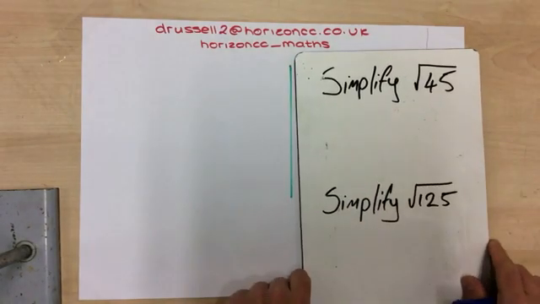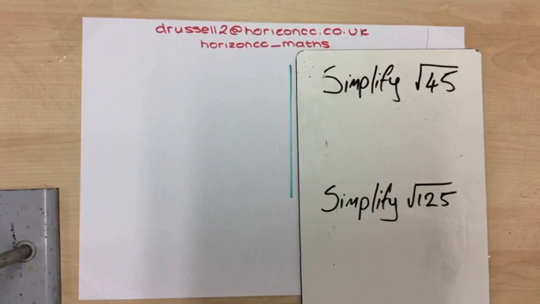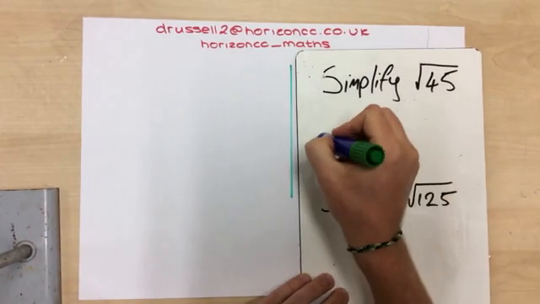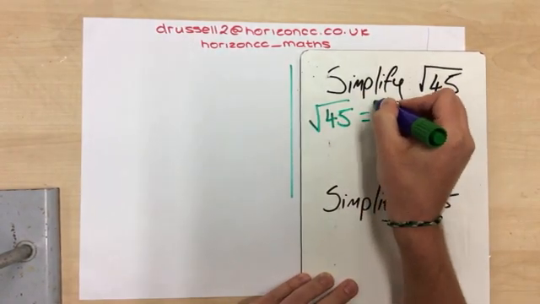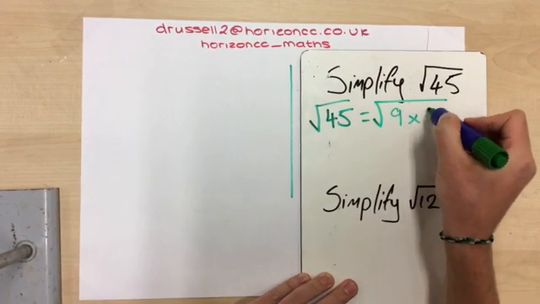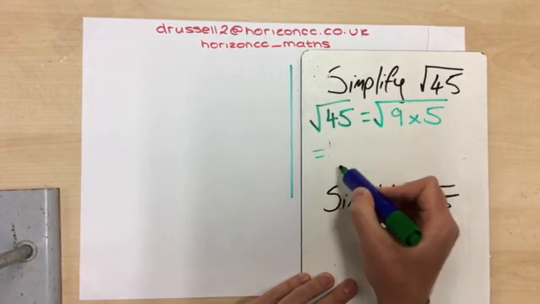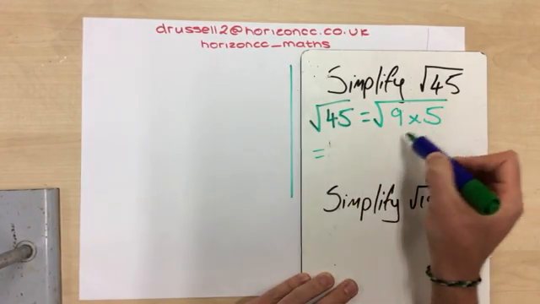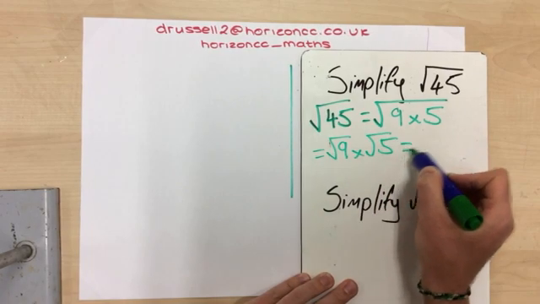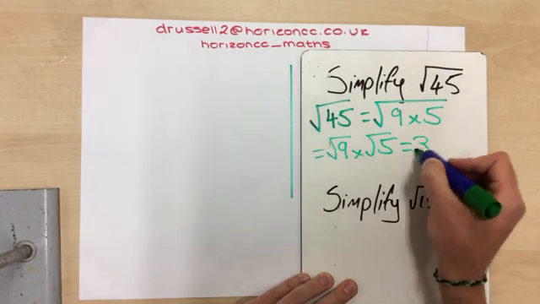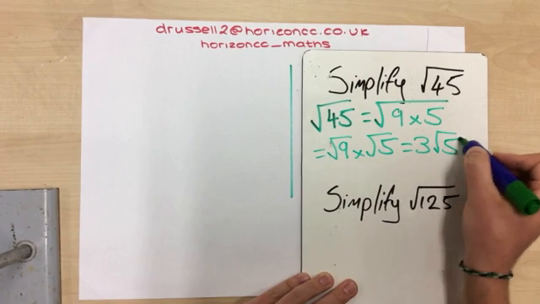Simplifying thirds, you need to be thinking about your square numbers when you are simplifying thirds. We've got 45. Hopefully, those of you that are watching are thinking, I know what square number goes into 45, and you are right, it is 9. Personally, I prefer to write root 45 is equal to the root of 9 multiplied by 5. I'm going to show every step. Root of 9 multiplied by 5 is the same as root 9 multiplied by the root of 5. I know that the square root of 9 is 3. So I can then put 3 root 5.